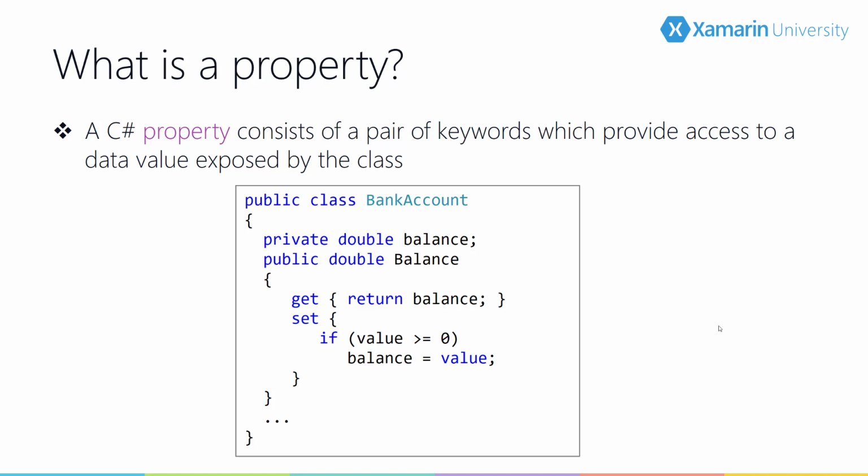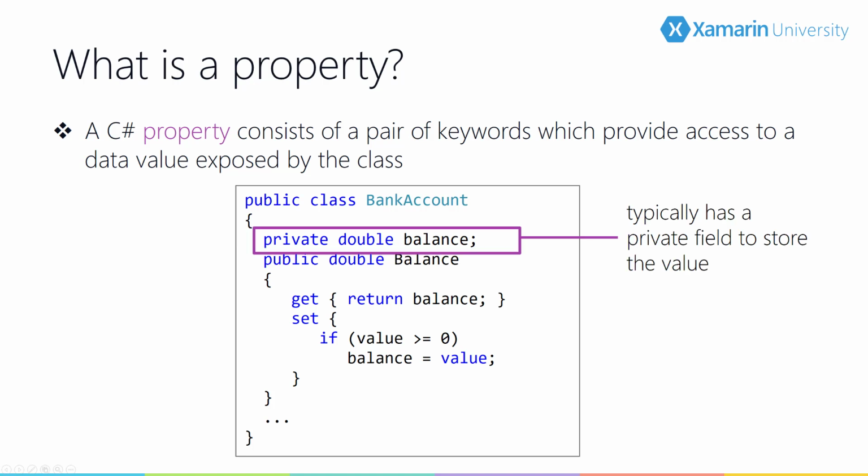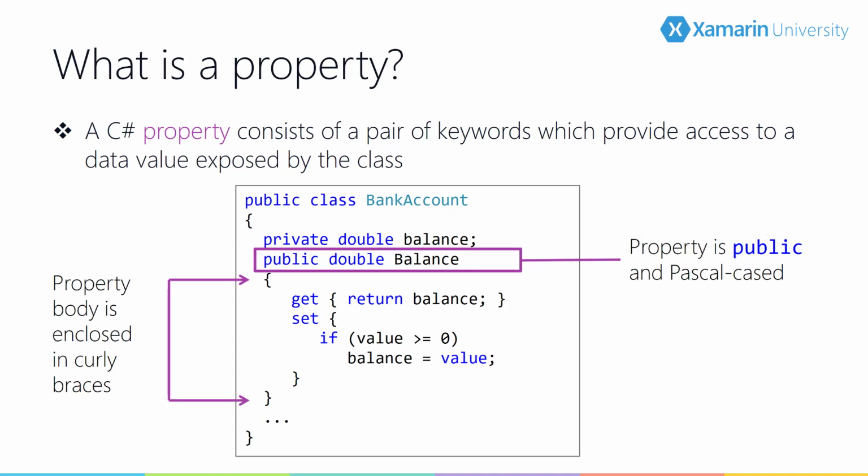So with a property, once again, we start off by making our field private. So we hide it from the users. Then what we do is we create the property itself. The property itself looks very similar to the field, except there's no semicolon, it's an opening block. So we have public double balance, and then inside of the property, we have a getter and a setter.